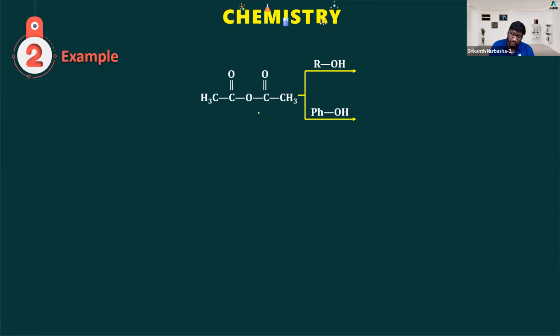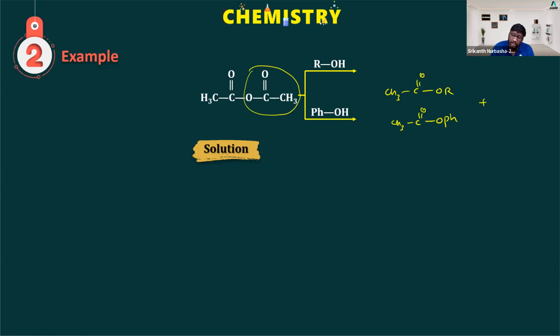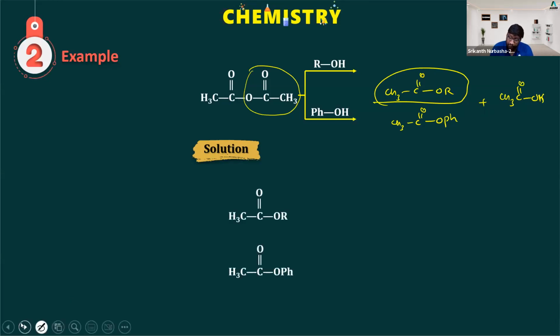Same type of reaction, you will be generating what? CH3 C double bond O, OR, or CH3 C double bond O, OPh. Earlier we formed HCl, right? But now the leaving group is acetate ion. The acetate ion will pick up the proton to form acetic acid. CH3 C double bond O, OR plus acetic acid, or CH3 C double bond O, OPh plus acetic acid. These are the set of products obtained.